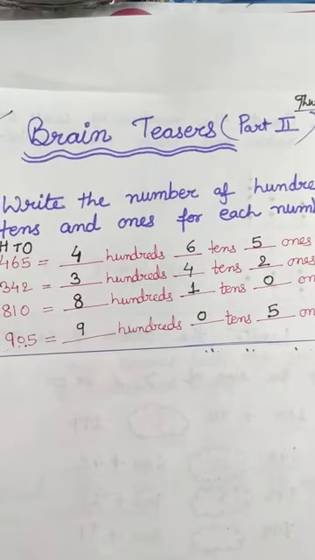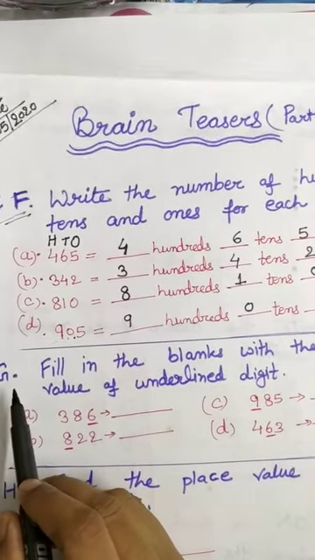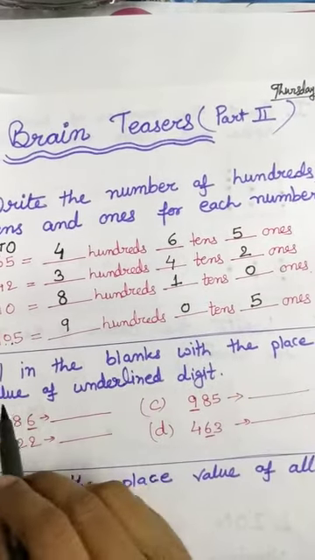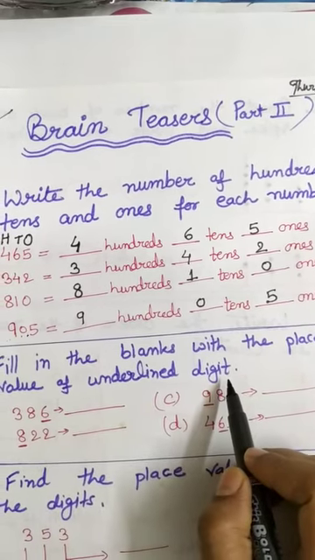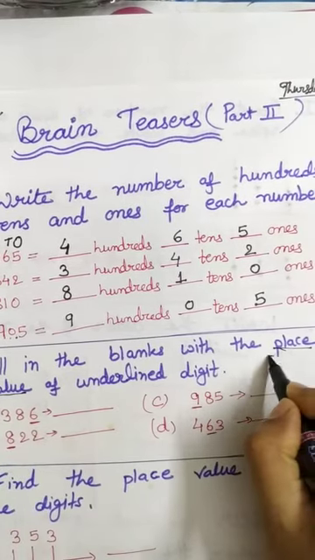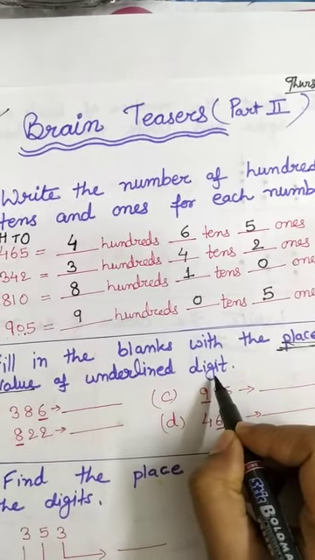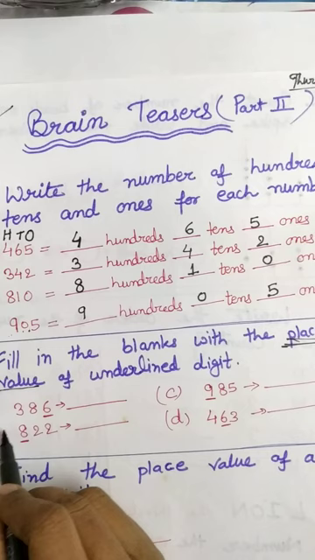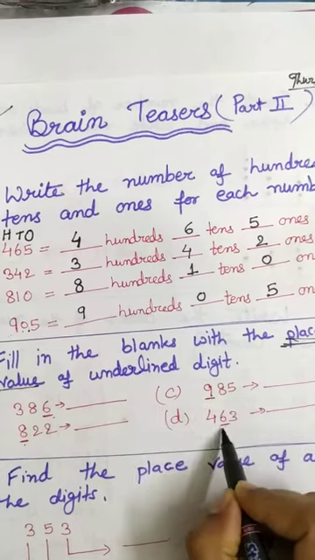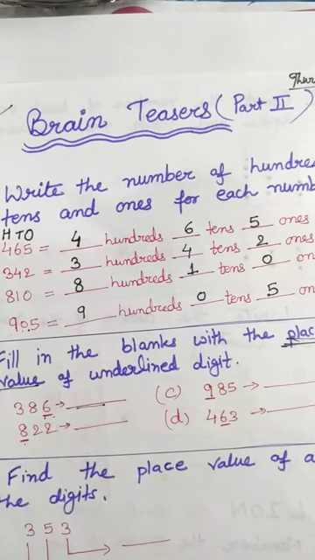Okay. Question number 2. The same question, but the format is changed. Fill in the blanks with the place value of the underlined digit. That term place value, all are aware of that. That means we have got digits, and whichever is underlined, you can see the red mark there. So we have to fill the blanks. What is the place of that?